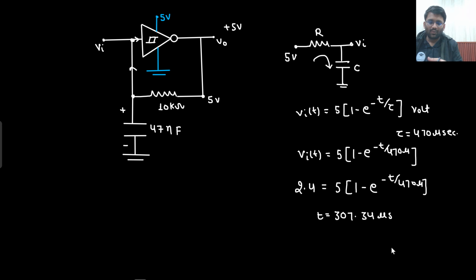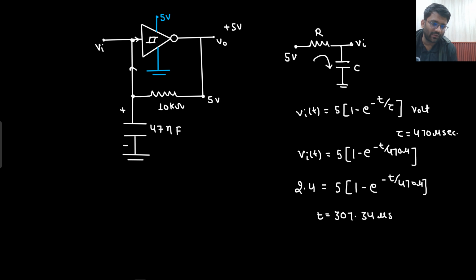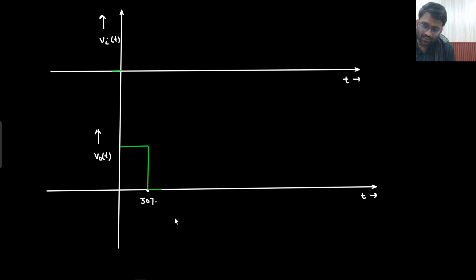Again let me check the calculation. 2.4 divided by 5, and then minus 1 goes here, then you take ln and then you multiply with 470. Yeah, so 307.34. So for 307.34 microseconds it will remain at plus 5, then it will become 0. Now till what point it will remain at 0, that we will see. But how much was this window? This window was 307.34 microseconds. All these calculations are going into microsecond.